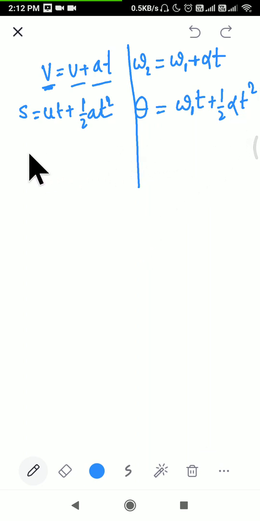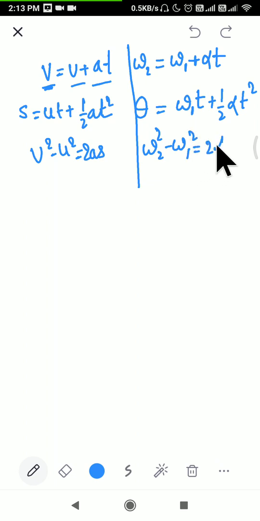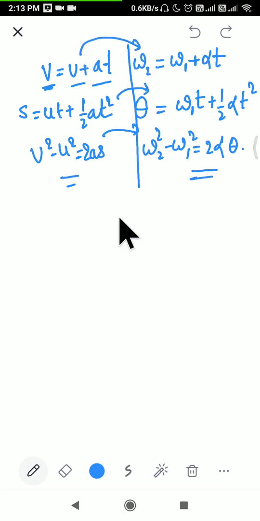What is the third equation in kinematics? v square minus u square equal to 2as. Okay, so analogous to that, omega 2 square minus omega 1 square will be equal to 2 into alpha into theta. Okay, so these are the three equations which are just derived like this. These are the three equations we have to remember to solve angular kinematics. Rotational kinematics or angular kinematics, we can call it. Okay, these are the three main equations.